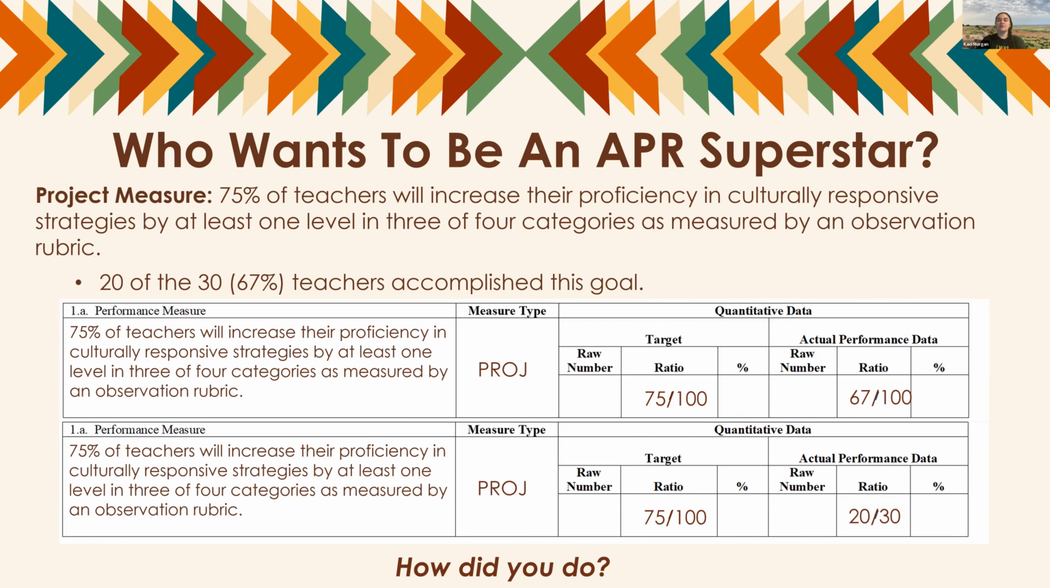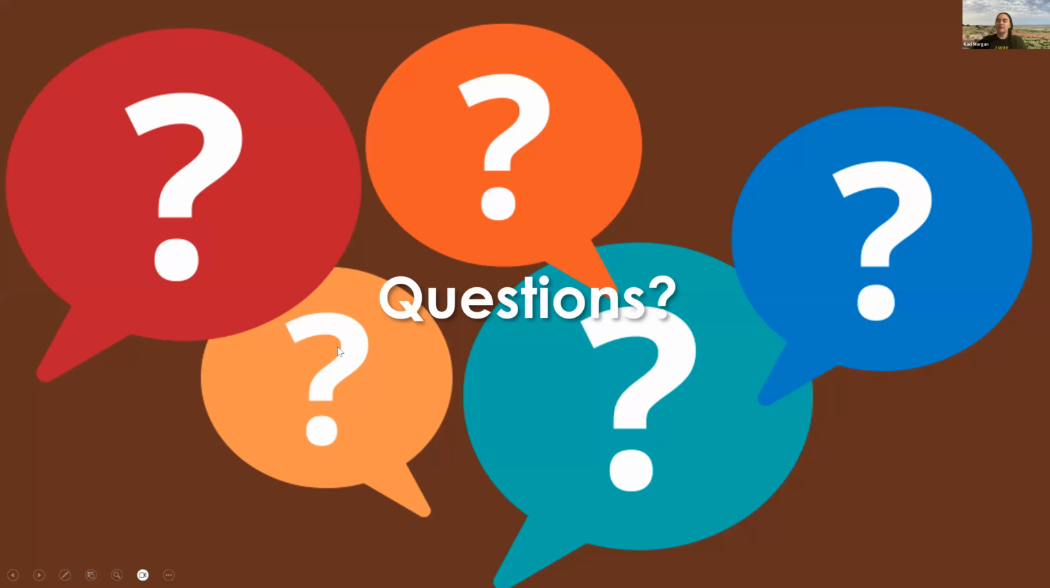So in this case, you could report it either of these 2 ways. Both of these ways are accurate. For the target, in either case, the target is 75%, so 75 over 100. And then for actual performance data, you can do the 20 out of 30 teachers. So like we talked about, you can do the actual number of people out of total number of people, or you can do it on that 100 scale, so the 67 out of 100. So you can report that either way. But this is one of those situations where we do have complete data.